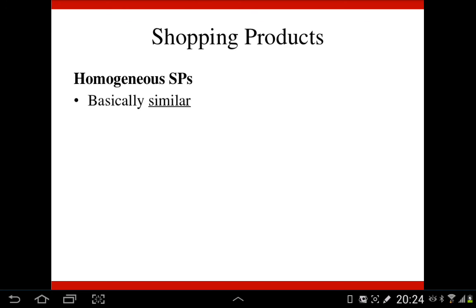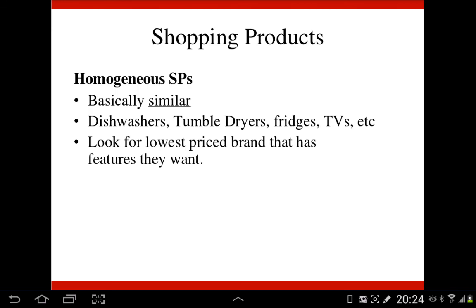And because they're so similar, usually people look for the lowest priced brand. They don't really care about name brands and things like that because it all does the same thing. Why must I pay a lot of money for something if I can pay a cheaper price and it does the same thing for me?